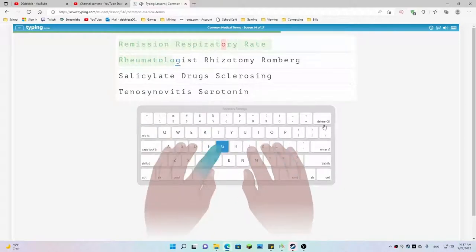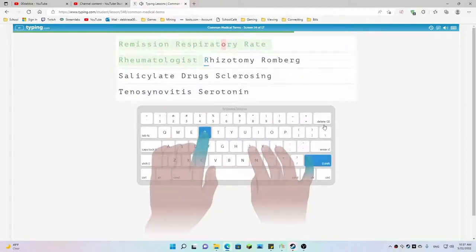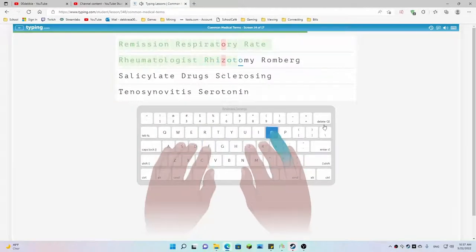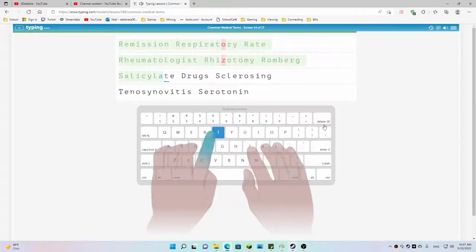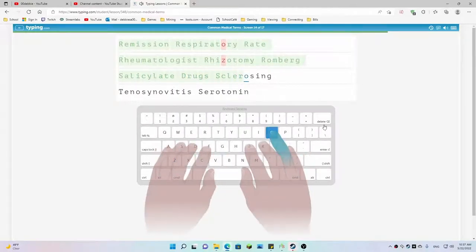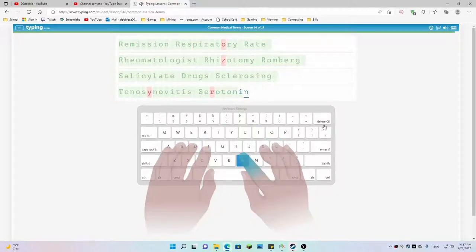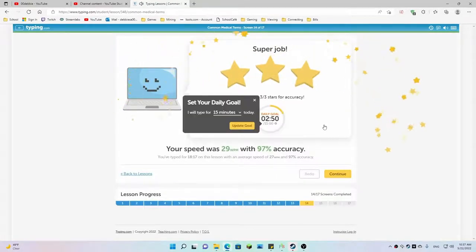Raccoon. Romberg, salicylate, rug, sclerosing, nosin. I did a U, novitis, serotonin. That's a 29 on that one. Not too shabby.